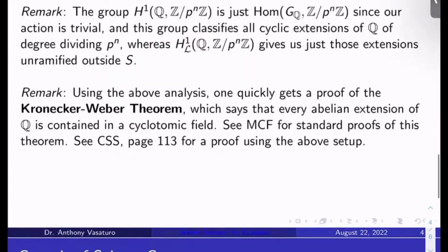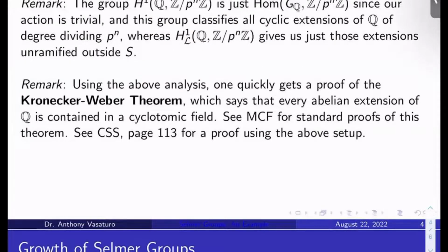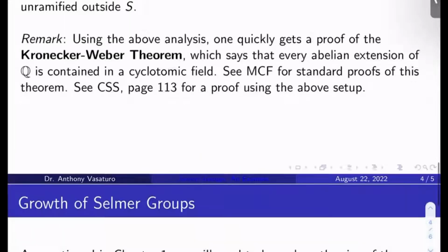Okay. Another remark I want to make is that using the above analysis, you can actually get a proof of the Kronecker-Weber theorem, which says that every abelian extension of Q is contained in a cyclotomic field. I would see Milne's class field theory notes for standard proofs of this theorem, and I would see CSS page 113 for a proof using the above theory and setup.